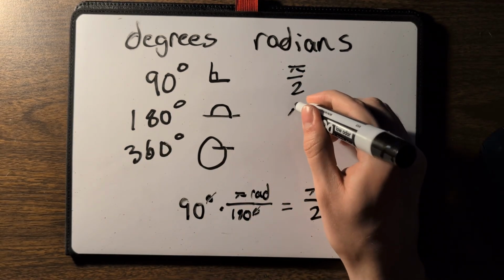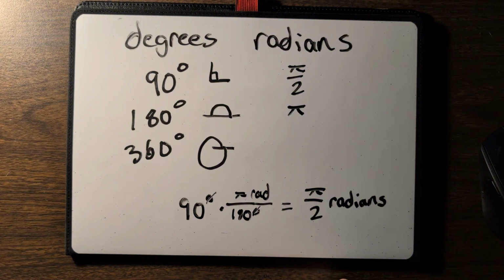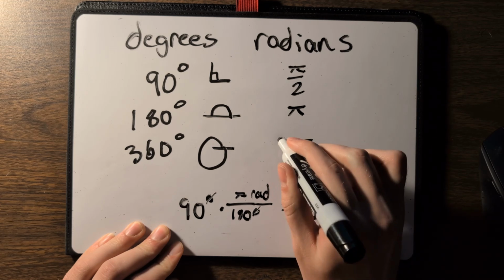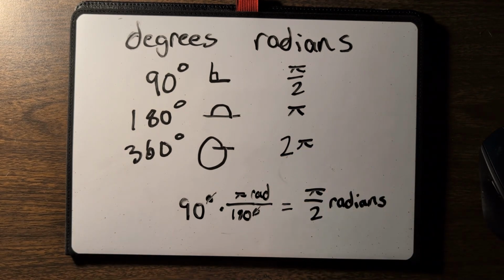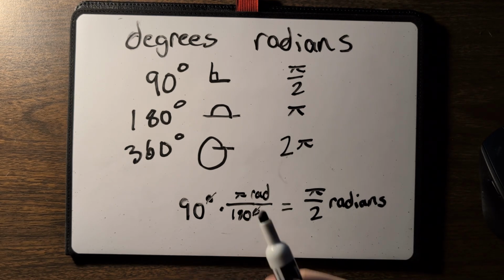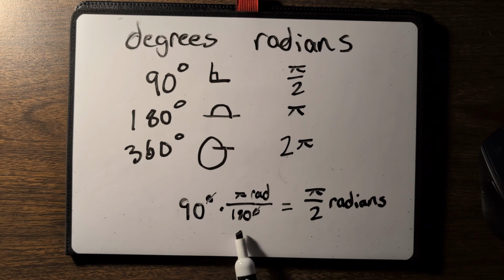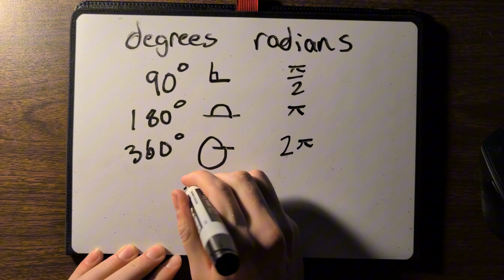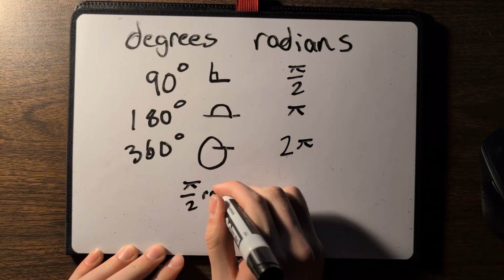180 degrees is going to be pi radians. And 360 degrees is going to be 2 pi radians. Okay. And if we want to go from radians to degrees, we just have to do this, but in reverse. So let's try that. Say I have pi over 2 radians.